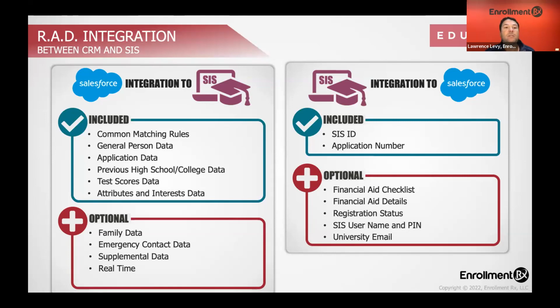But that's what we would see, again, on the left-hand side, sending data from the CRM over to the SIS in an enterprise integration for recruitment and admissions. On the right-hand side, we're bringing that data back. Of course, we're going to bring back the SIS ID and the application number into the CRM system. Optionally, some clients may choose to also bring back financial aid information, registration status, maybe the university email as an example. So that's what that integration might look like between CRM and SIS on the recruitment and admissions side of the house.